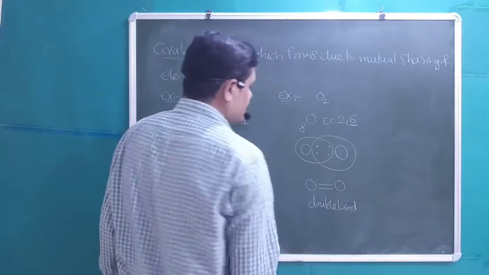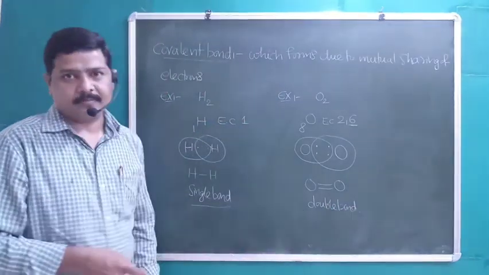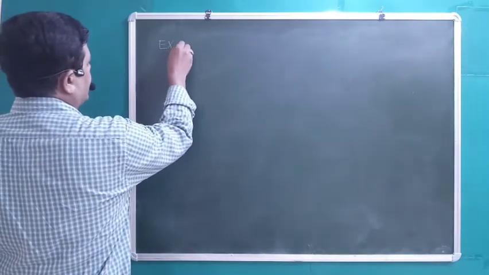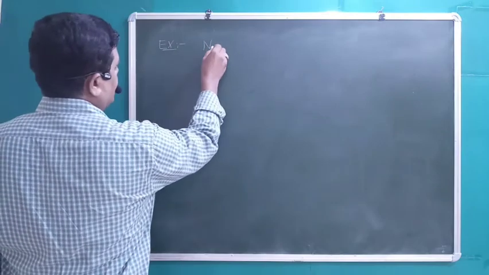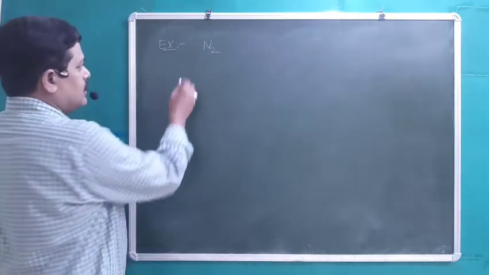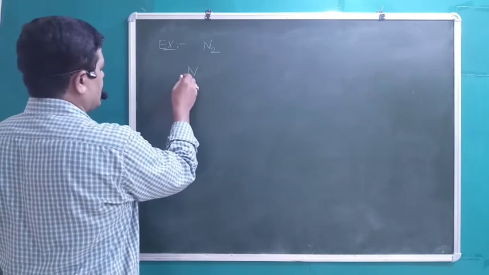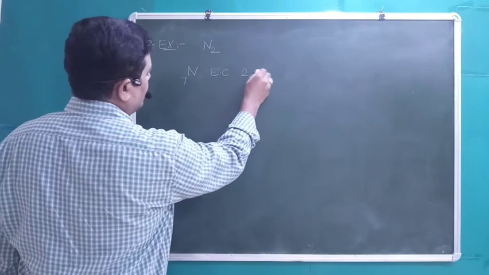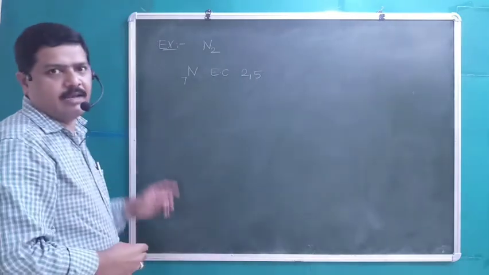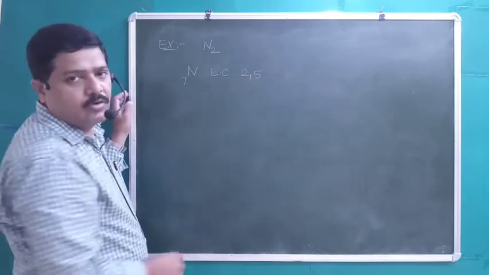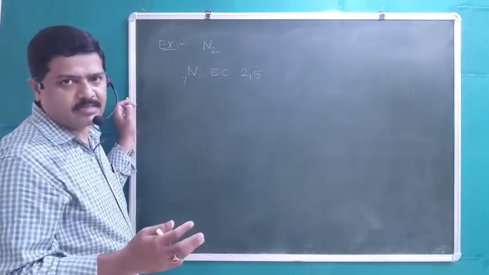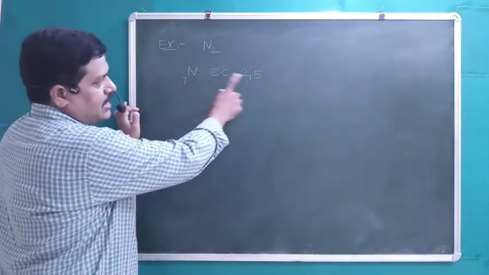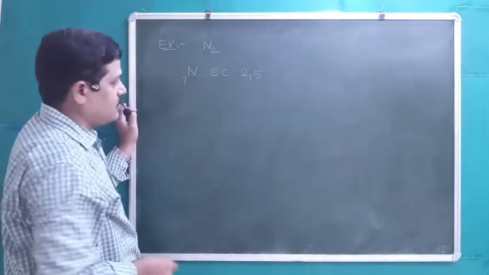Now let us discuss the triple bond. Third example, we will take N2 gas, nitrogen gas. Nitrogen's atomic number is 7. Electronic configuration is 2, 5. The outermost shell has 5 electrons. To get 8 electrons in the outermost shell, which is called an octet, this nitrogen atom requires 3 more electrons.